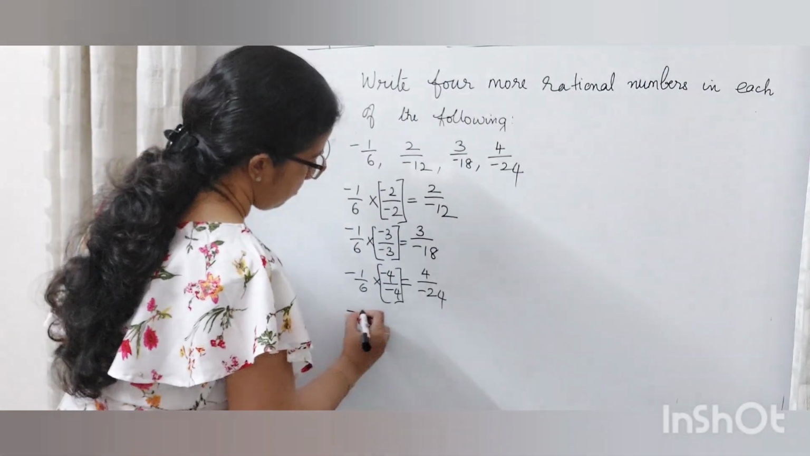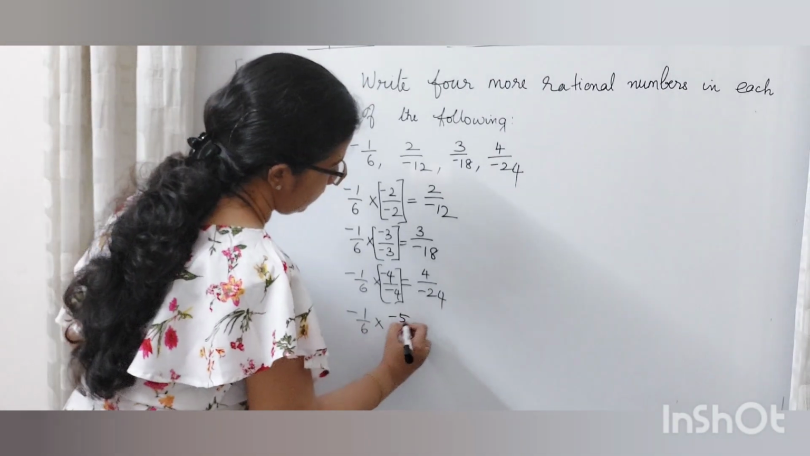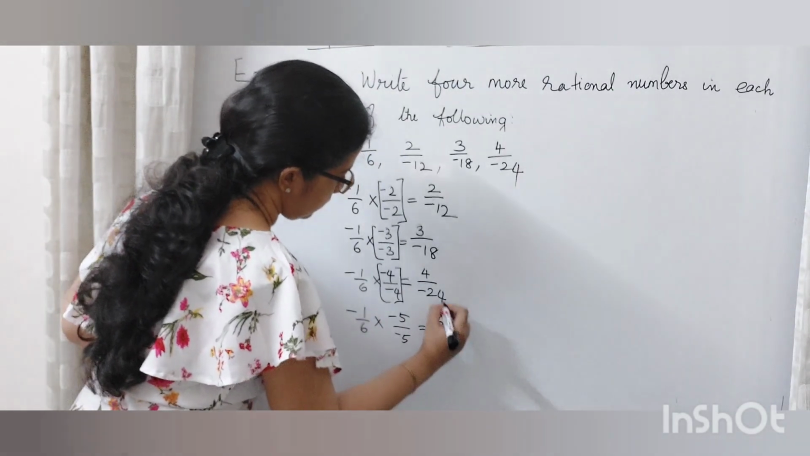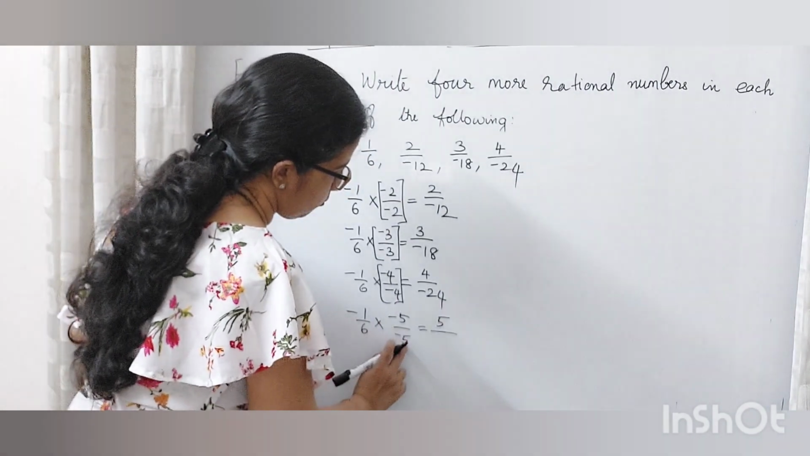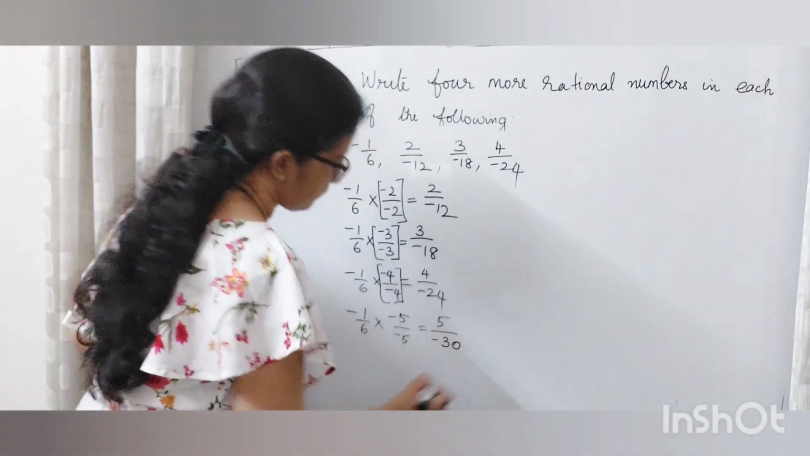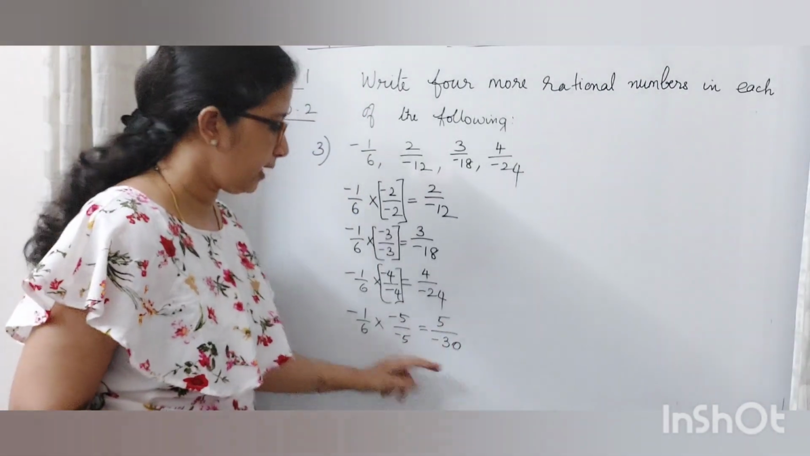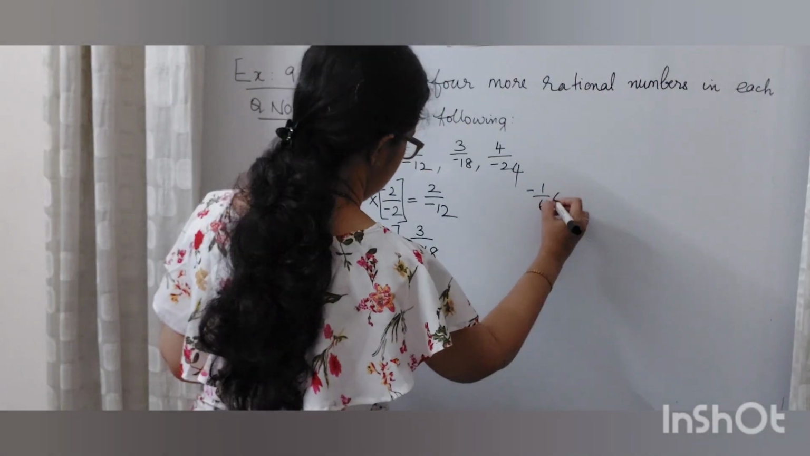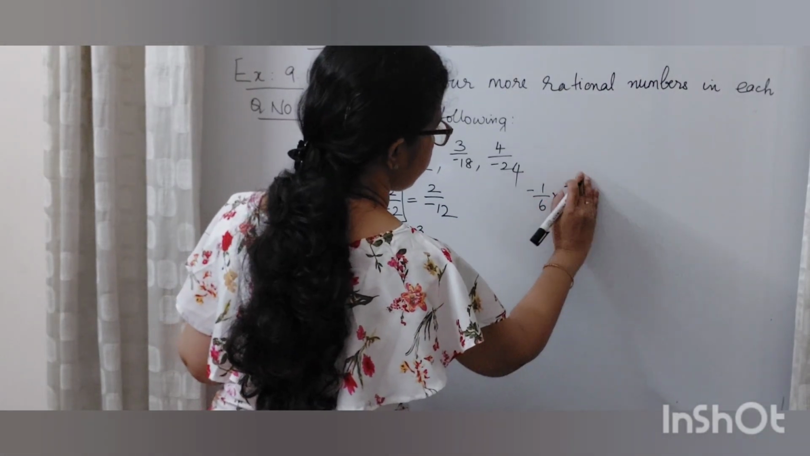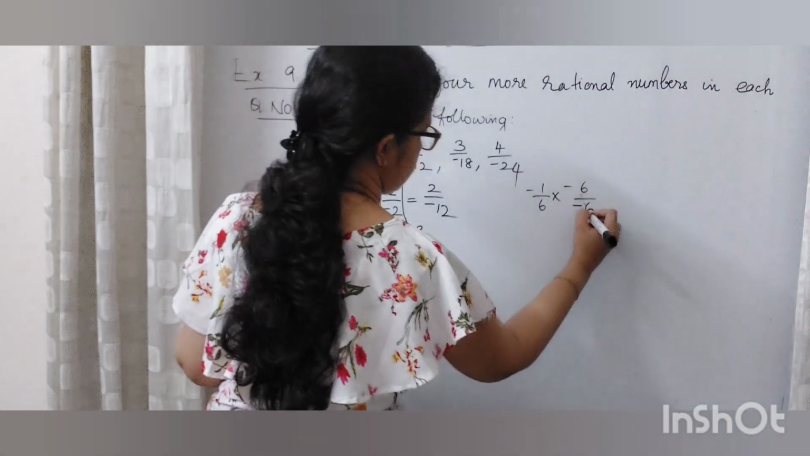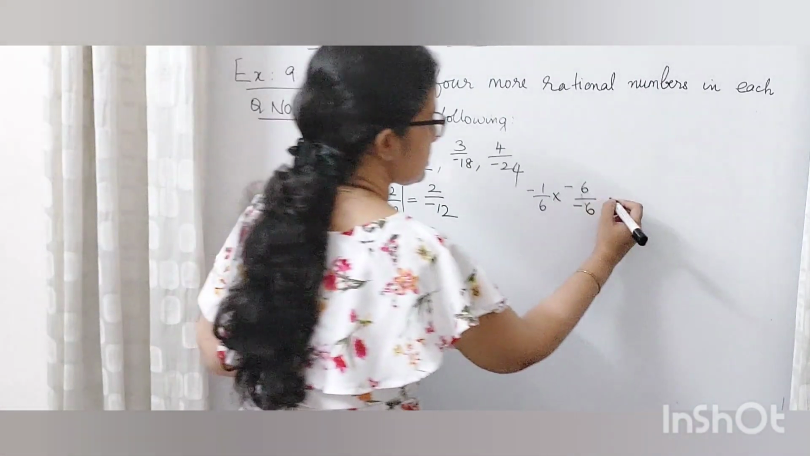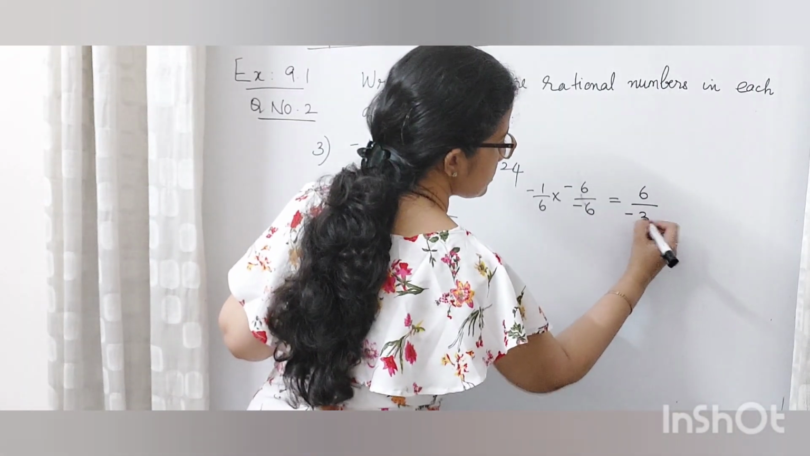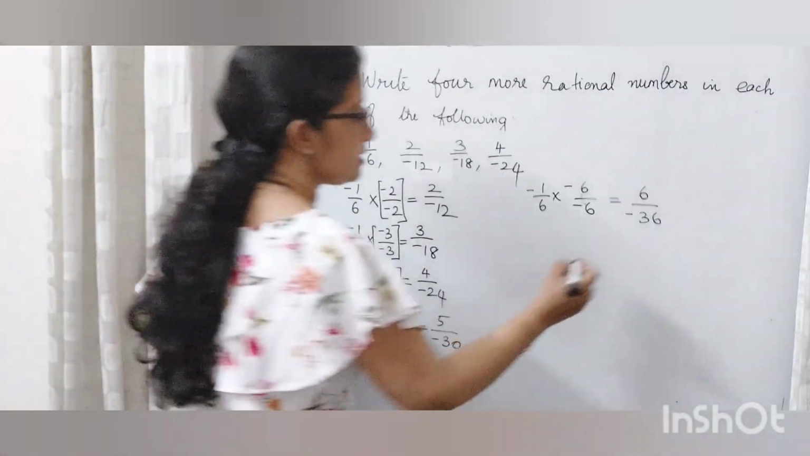So what should be the next number? -1/6 times -5/-5 gives you what? -1 times -5 gives 5. Correct? Divided by 6 times -5 gives you -30. Okay. So the next number is 5/-30. Now let's take the next one. -1/6 times -6/-6. This should be the next number, right? So what is the answer here? -1 times -6 gives you plus 6, divided by 6 times -6 gives you -36. Okay. So this is the next number.